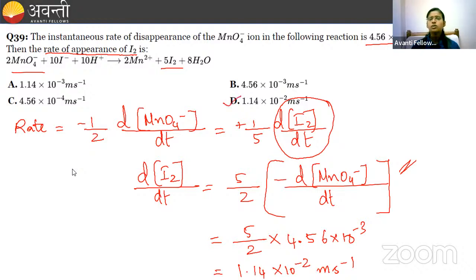Just you need to equate the rate for both the components and substitute the one which is given in the question. Okay. So it's a very easy question. Just direct substitution only. All right. So let's move on to the next.